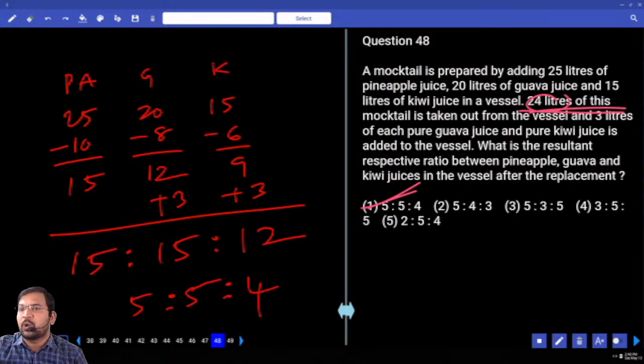They are taking 24 liters. That 24 liters is 40% of total. So 40% of guava is coming out, 40% of pineapple is coming out, 40% of kiwi coming out.